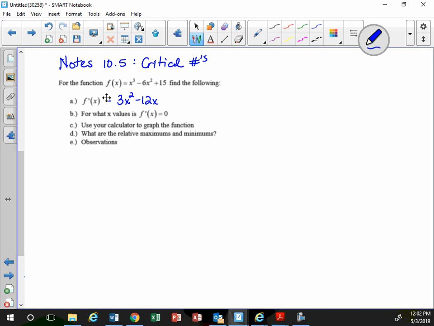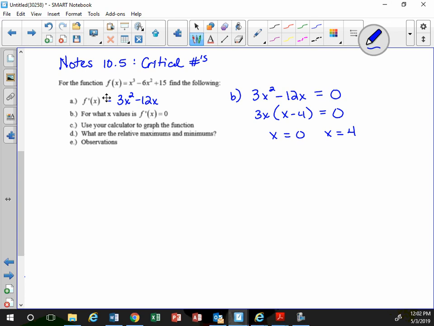All right. Part B I'm going to do over here just so I have enough room. It says for what values is f prime of x equal to 0? That just means take your derivative, so 3x squared minus 12x, and set it equal to 0. Okay, so I'm going to factor out a 3x, x minus 4. So I get 0, and I get 4. Okay, with me so far?